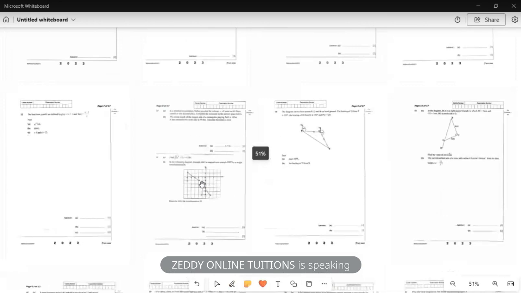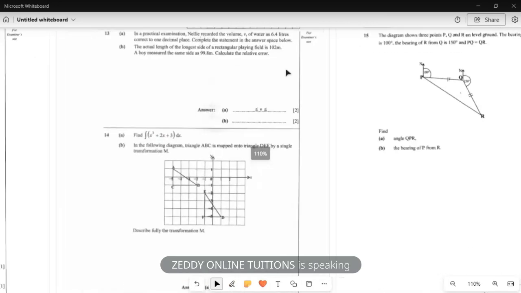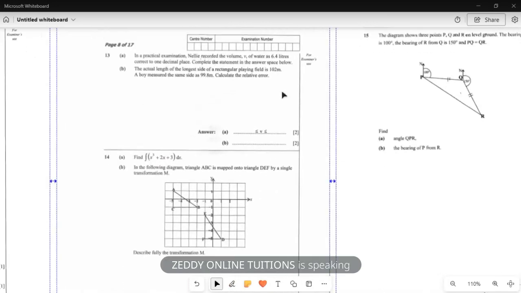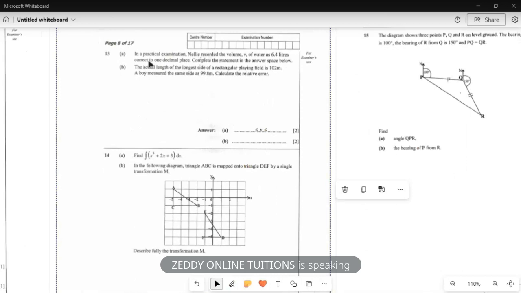Okay. So the next questions I'm seeing, how boring are they? Let me see. In a practical exam, recorded the volume of water. Complete the statement in the answer space below. Okay, let's see. This one. Okay, they're not that boring. The actual length of this one, calculate the relative error. Not very boring. This one, the x, not very boring. We can still continue.